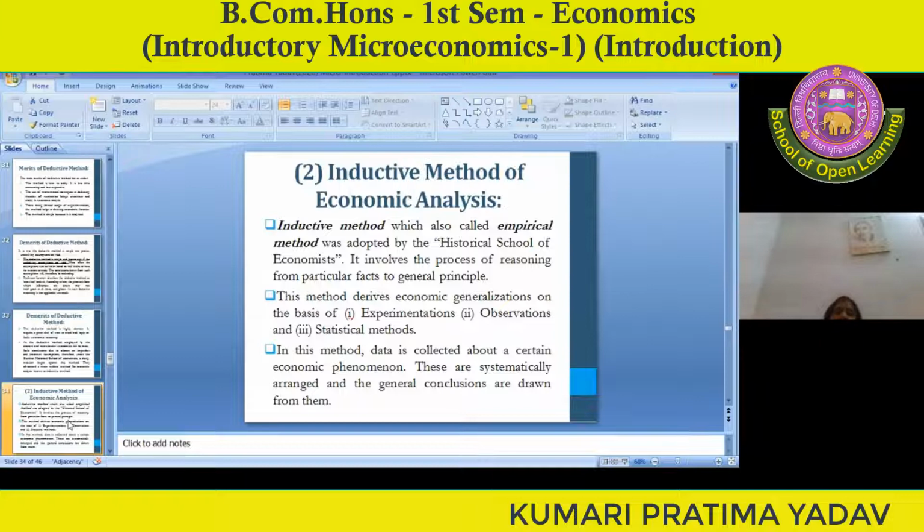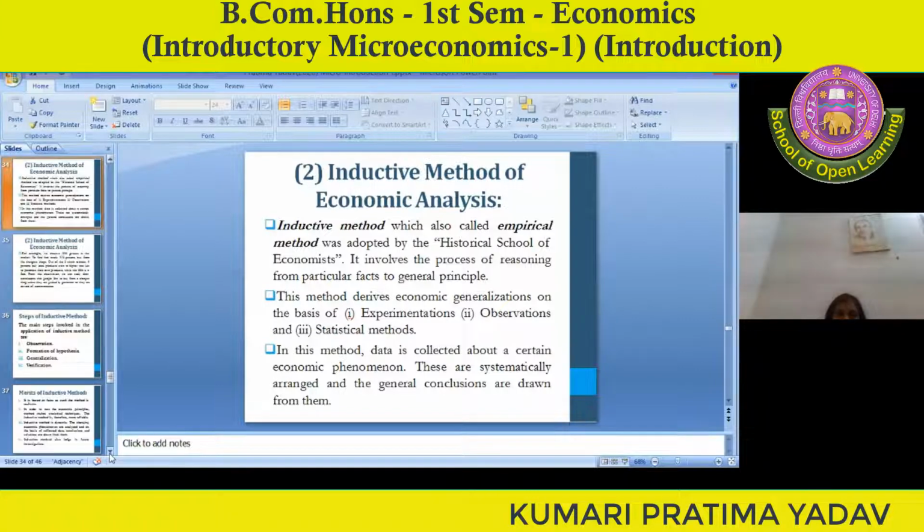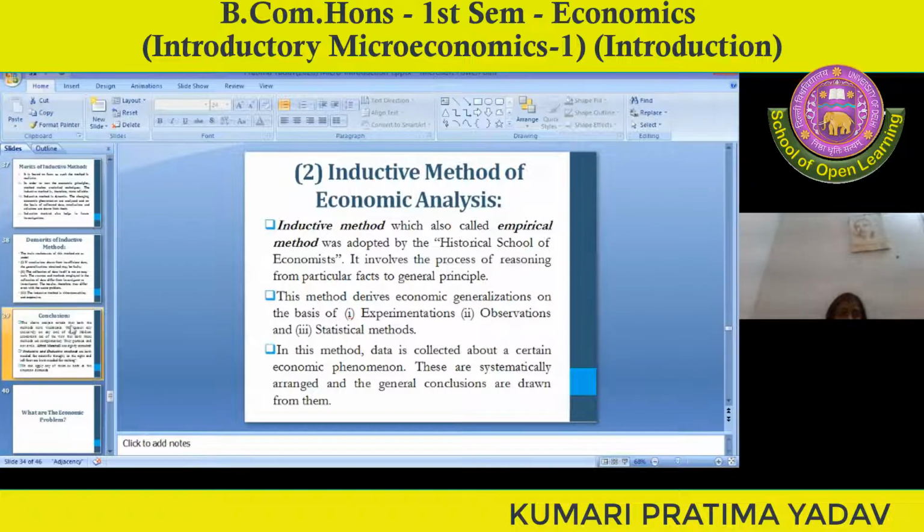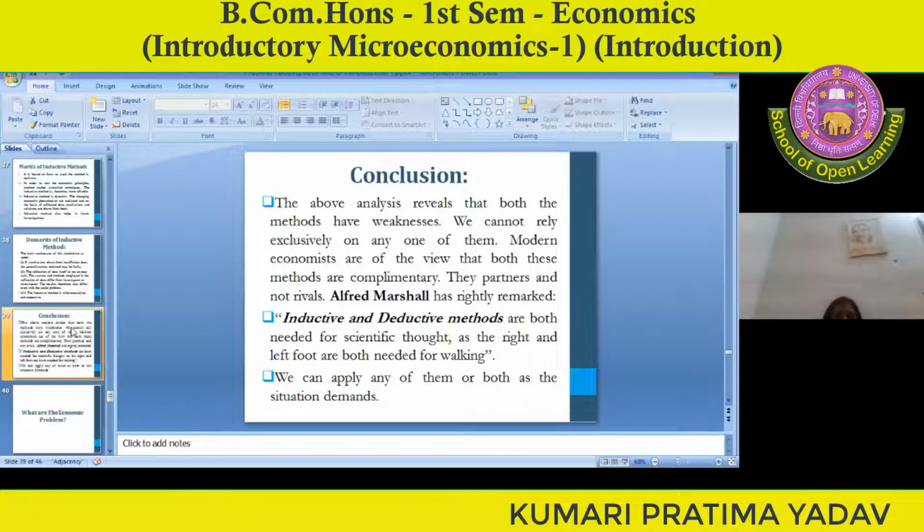Last class I discussed both in length, so I'm just superficially telling you. I'm not going in depth this class. So finally, if we have to combine both, we will say the above analysis revealed that both methods have some weakness. We cannot rely exclusively on any one of them. Modern economists are of the view that both these methods are complementary. They are partners and not rivals.